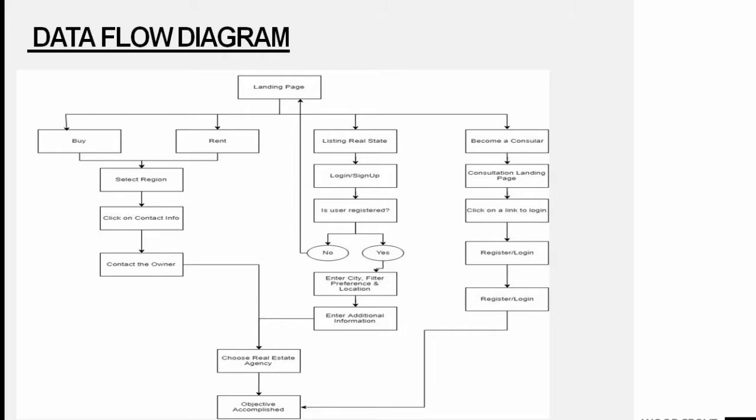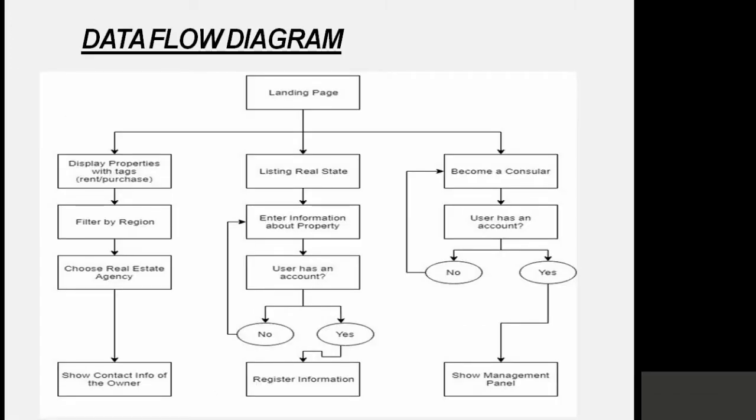The data flow diagram of the website is: first, the consumer lands on the page. He sees the display properties with tags. He filters by regions, chooses a real estate agency, and then contacts the owner. Then the second is he sees the listing real estate and enters information about the property he wants to buy. If the user has an account, then register information. If he doesn't, then he has to make an account. The second is he becomes a consultant, and if the user has an account, then show the management panel, and in this management panel he can upload his listing.